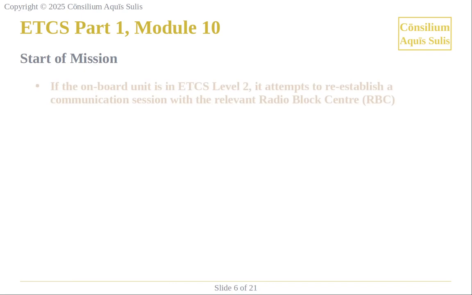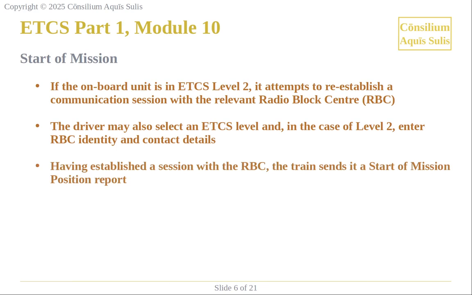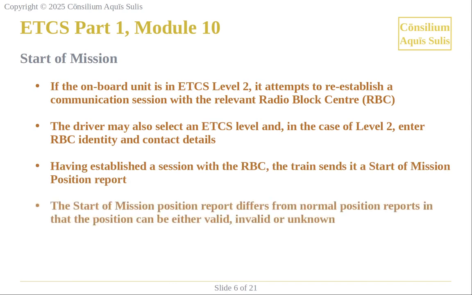If the onboard unit is in ETCS Level 2, it attempts to re-establish a communication session with the relevant radio block centre. The driver may also select an ETCS level, and in the case of Level 2, enter RBC identity and contact details. Having established a session with the RBC, the train sends it a Start of Mission Position Report. The Start of Mission Position Report differs from normal position reports in that the position can be either valid, invalid or unknown.